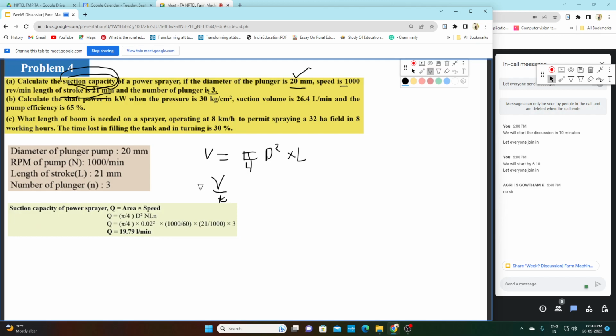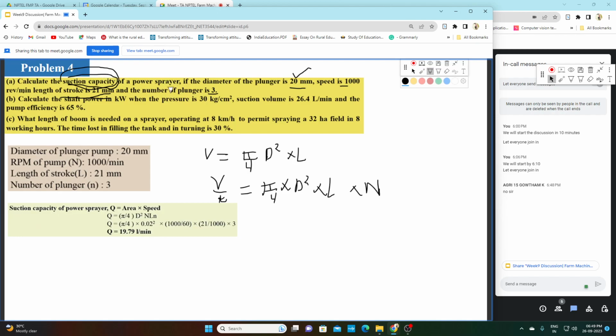So how will we do volume divided by time? We will simply multiply the volume of the cylinder by n, that is, the revolutions per minute. When we do this, we will get our required suction capacity.